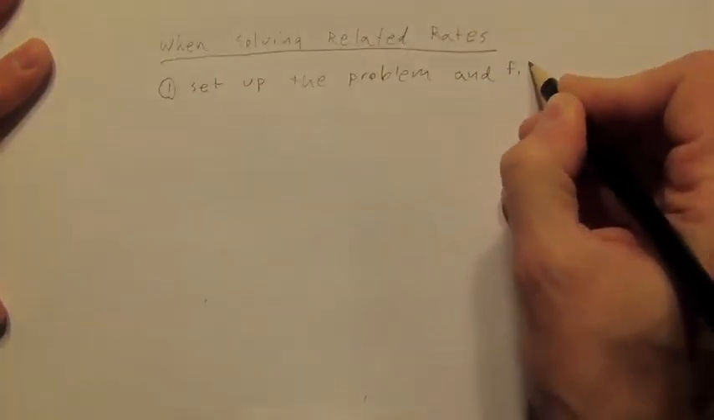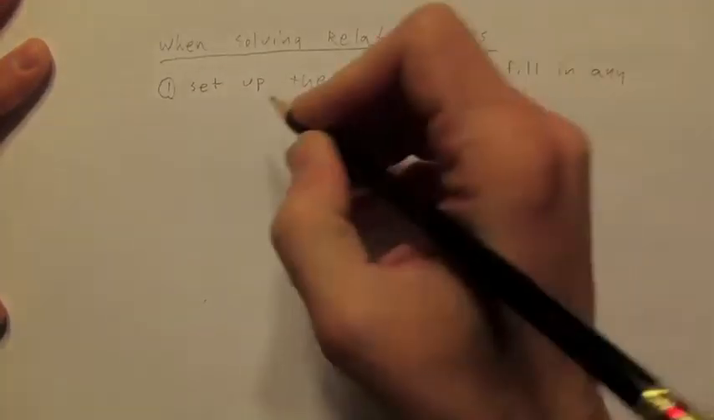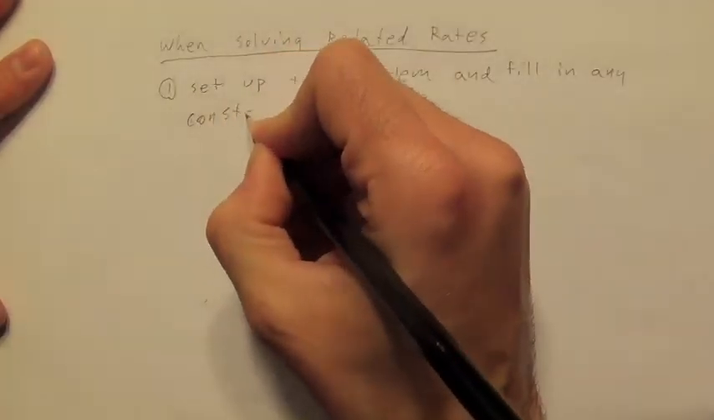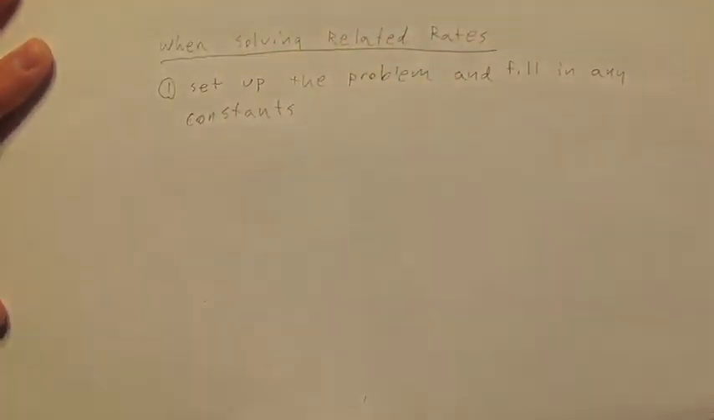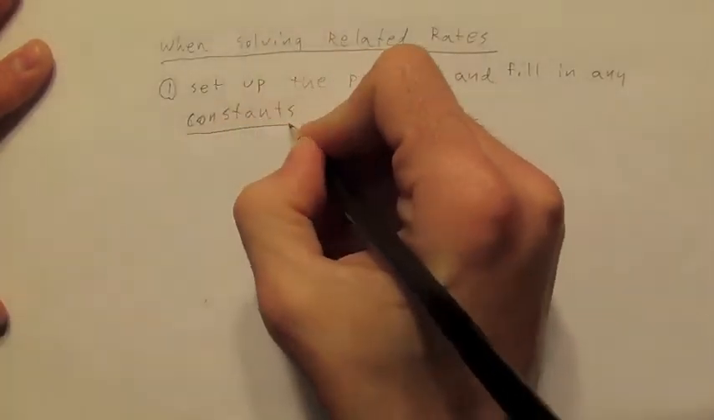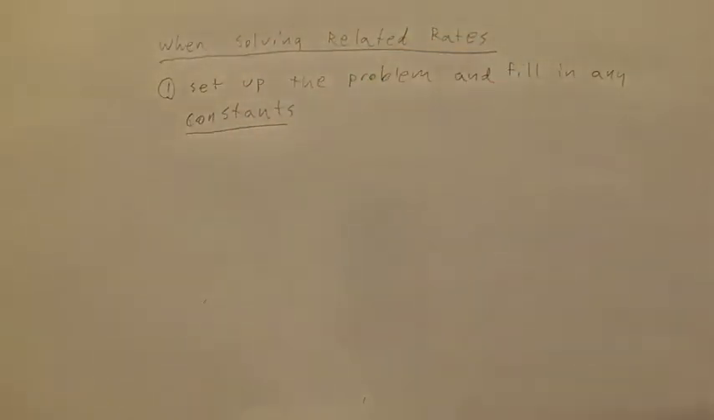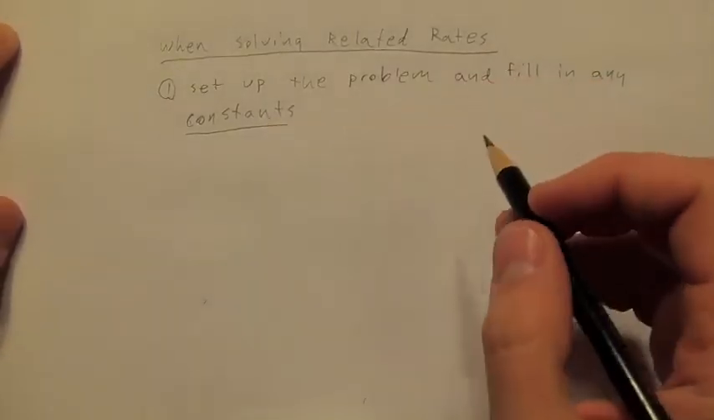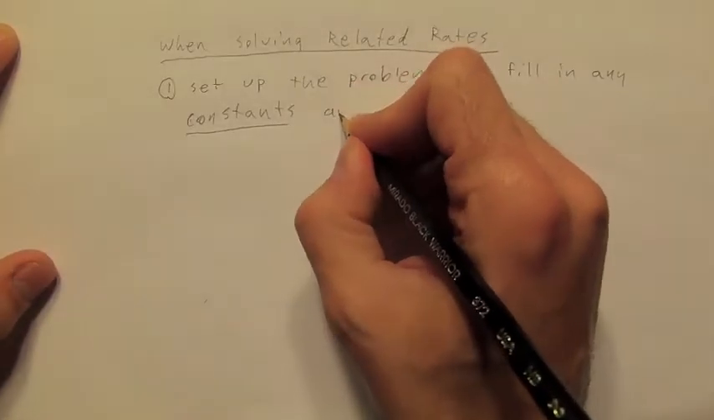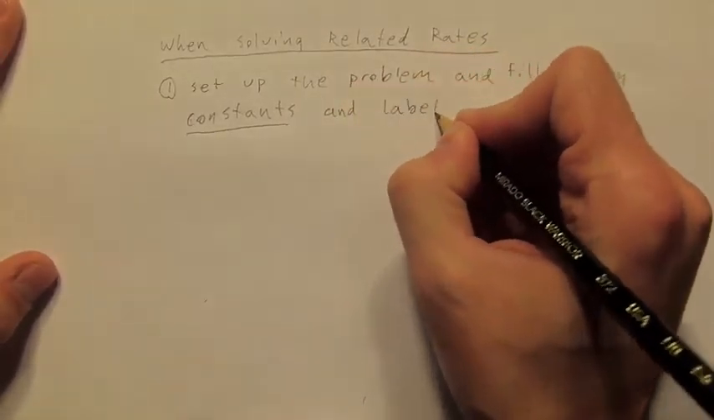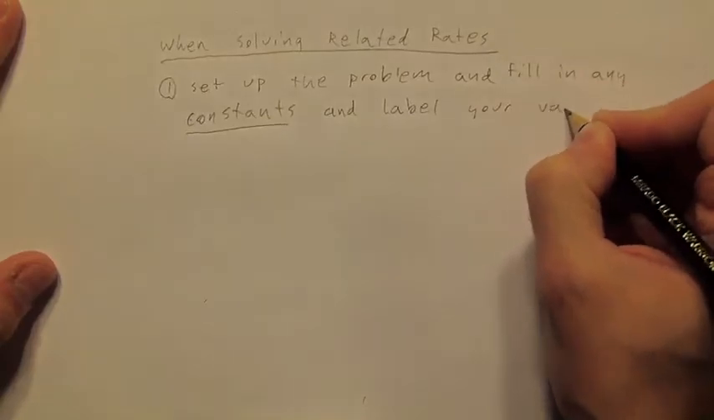And fill in any constants, because in a lot of these problems you will have constant values that aren't ever going to change, and you fill those in. What's nice about those is, well, the derivative of a constant is 0, so they'll disappear, or they'll just be a nice little thing that sits outside. Okay, so we're going to set up the problem, fill in any constants, and label your variables.